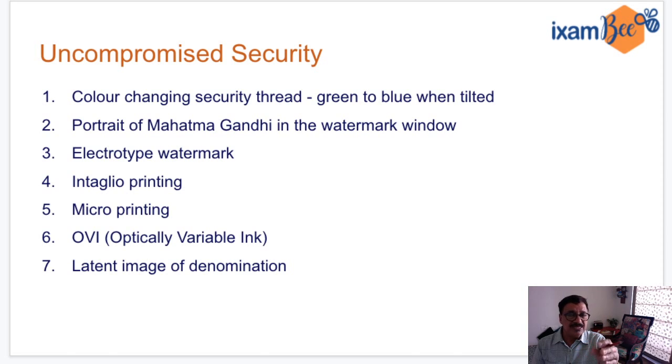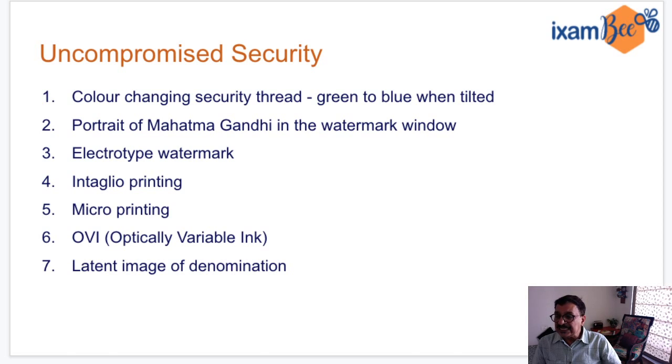You ask any person, what have you seen? He'll say, no, we've been told to do this. Yes, very right. So what does he see? What he should be seeing is that the color changing security thread, when I'm tilting the note, will change its color from green to blue. Then there is the portrait of Mahatma Gandhi in the watermark window.